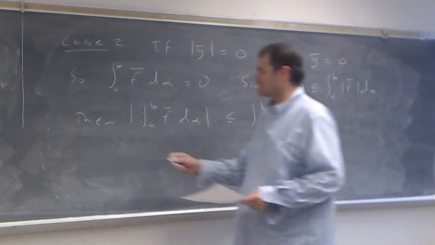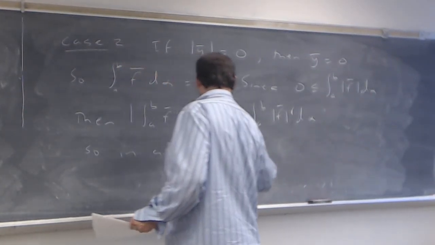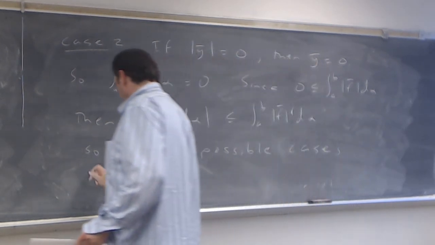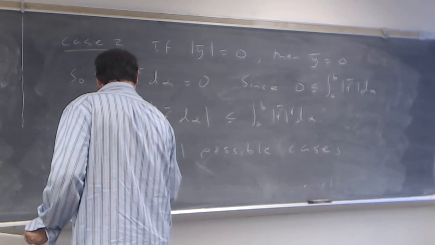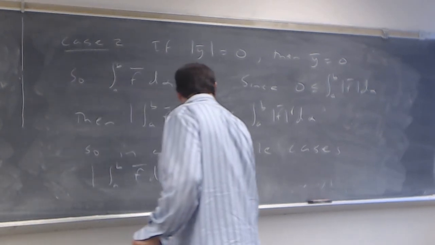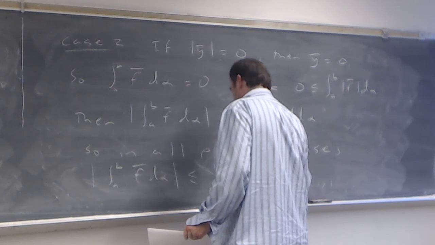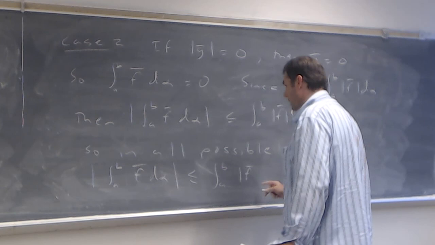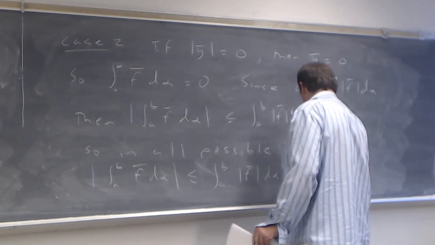So in all possible cases, the norm of the integral from a to b of f bar d alpha would be less than or equal to the integral from a to b of the norm of f bar d alpha. I shouldn't say absolute value, it is the norm of this. And that concludes the proof.